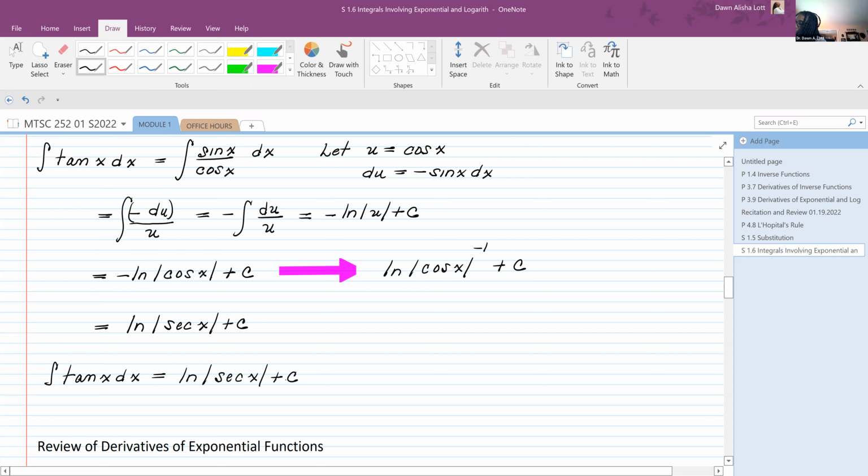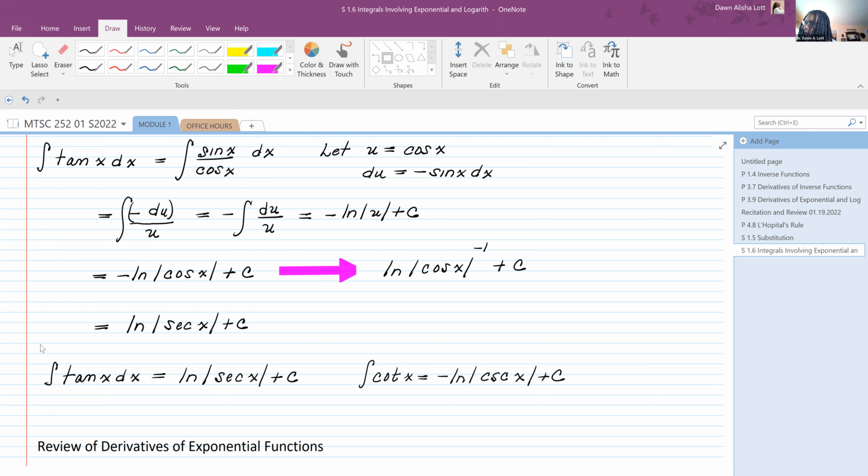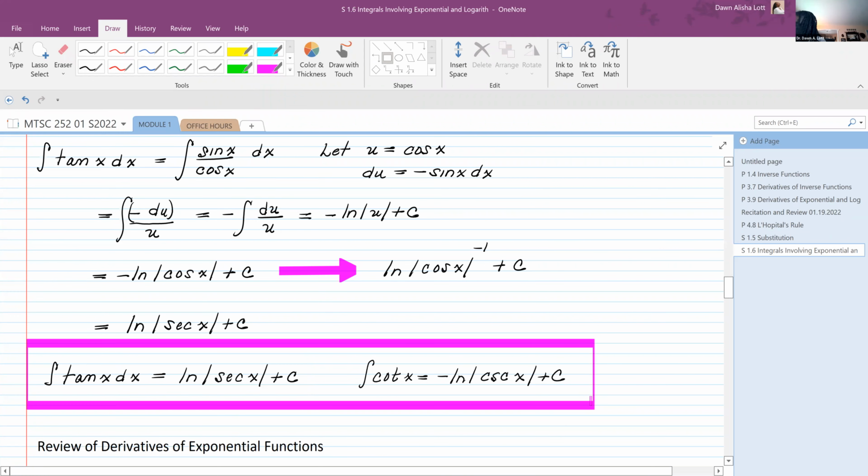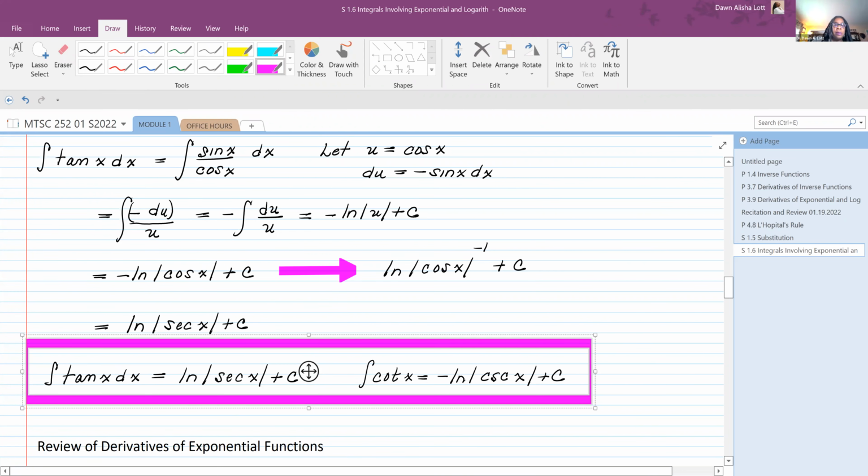And if you do the same thing with the cotangent, you get the integral of cotangent of x is negative the log of the absolute value of the cosecant of x plus a constant. Okay, so there's two more rules for you to know. Guess you say, when are we going to stop learning rules? Well, when you stop learning. That's when we stop learning rules, is when we stop learning.